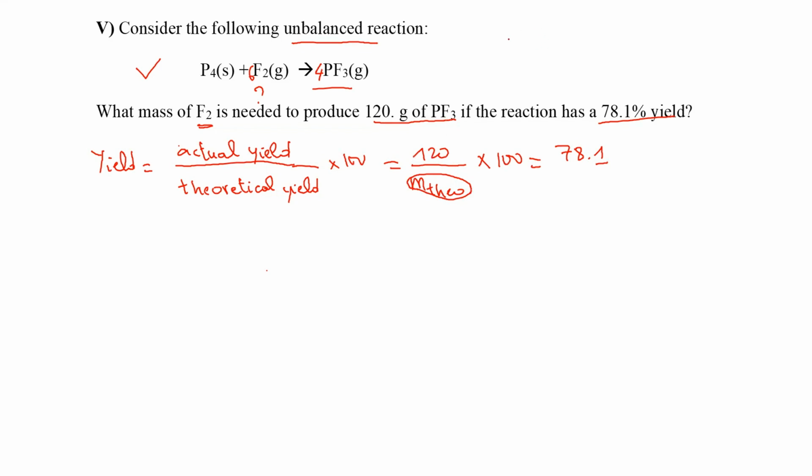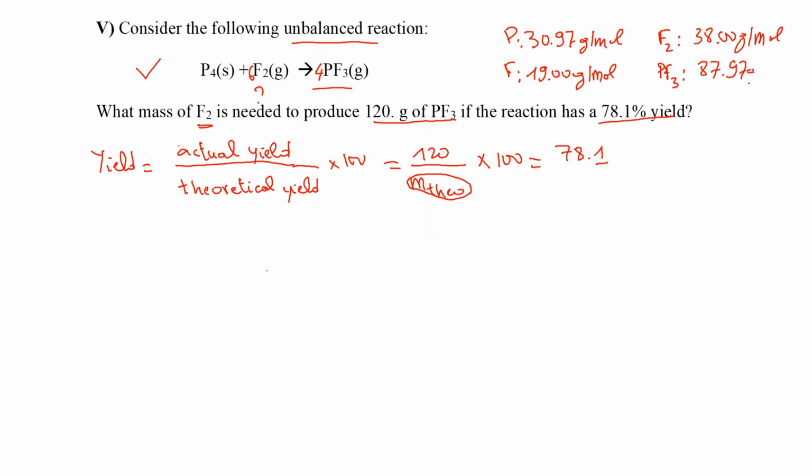So let's get the molar masses first. We have phosphorus P, molar mass 30.97. Fluorine F, molar mass 19.00 gram per mole. So we can calculate fluorine gas molar mass, which is 38.00 gram per mole. And of phosphorus trifluoride, it will be equal to 87.97 gram per mole.